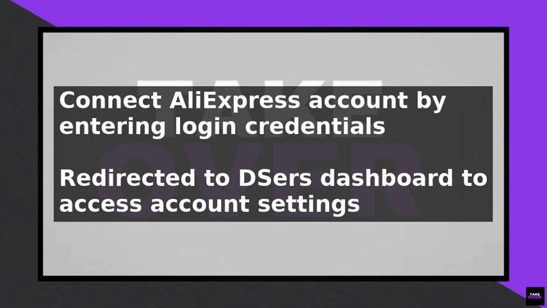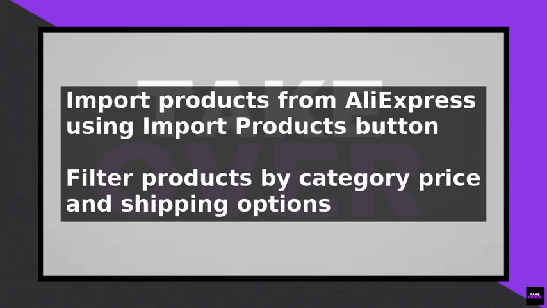To set up automated order fulfillment, go to the Settings page in the DSers app and click on the Order Settings tab. Here you can set up payment and shipping options, as well as configure other order fulfillment settings. With DSers, you can easily connect your AliExpress account to your Shopify store and start selling products without having to worry about order fulfillment and shipping.